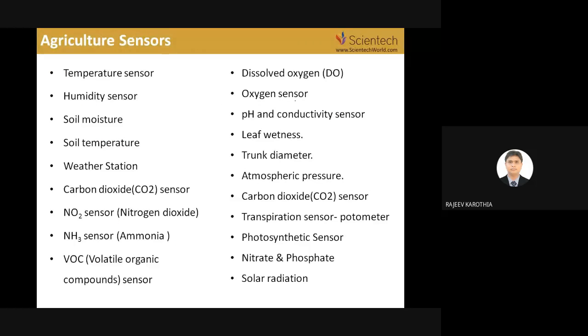These are the sensors relevant to agriculture that we have already discussed, like temperature sensor and humidity sensor. If we are talking about agriculture, we can have these. You are all aware of these sensors, but this is the most important sensor.